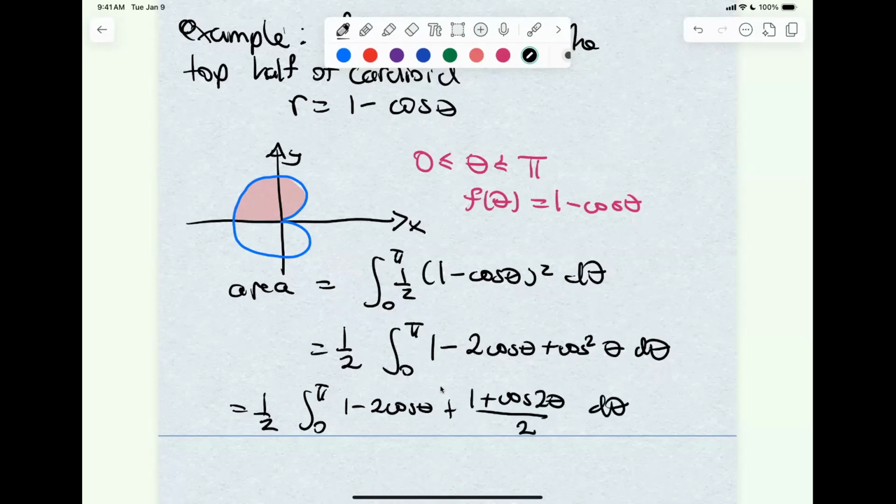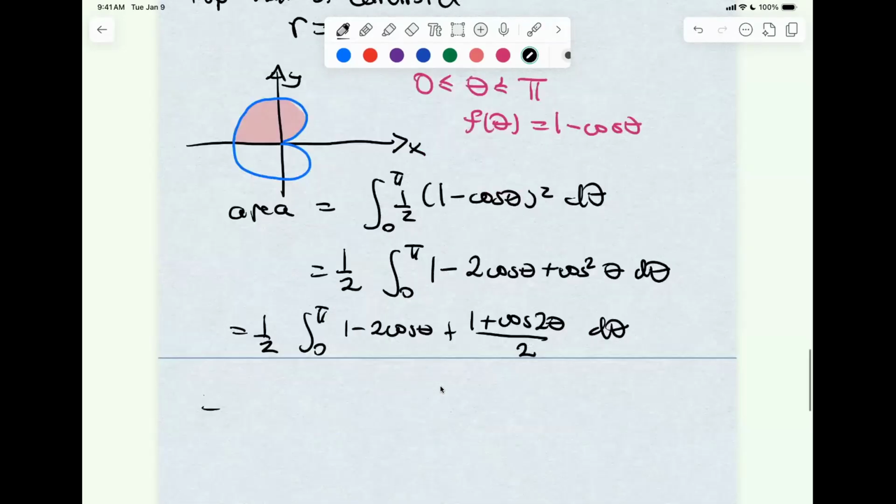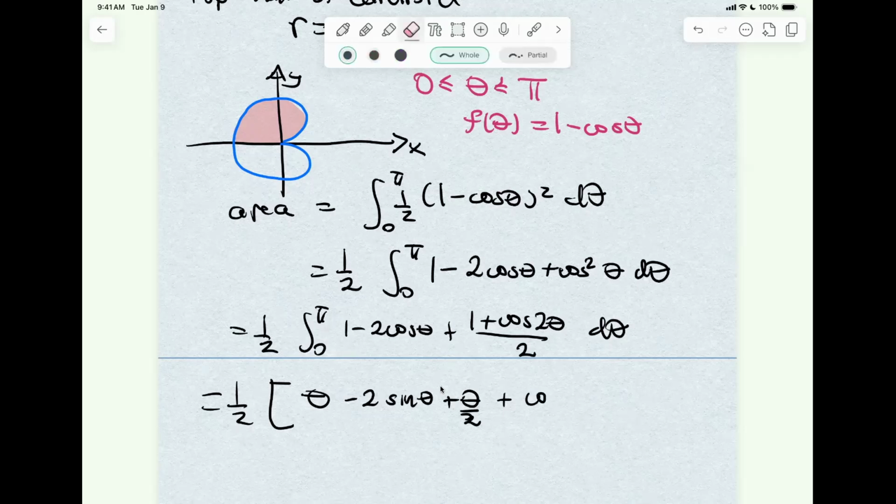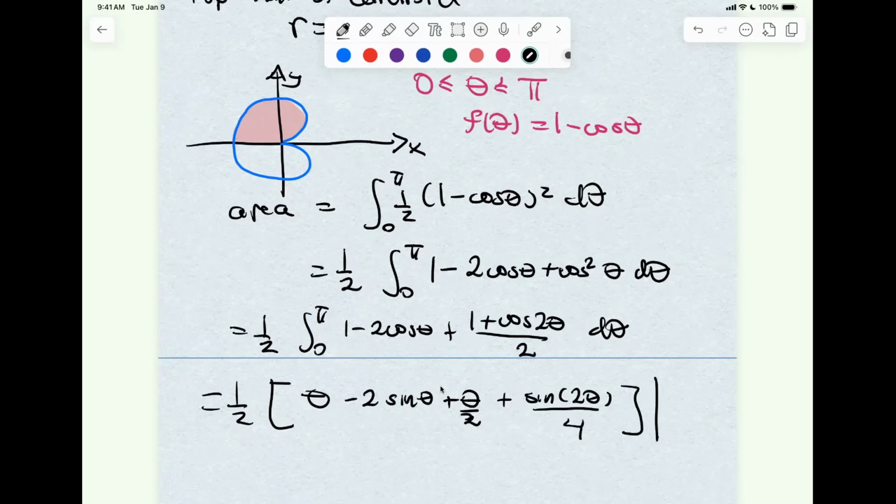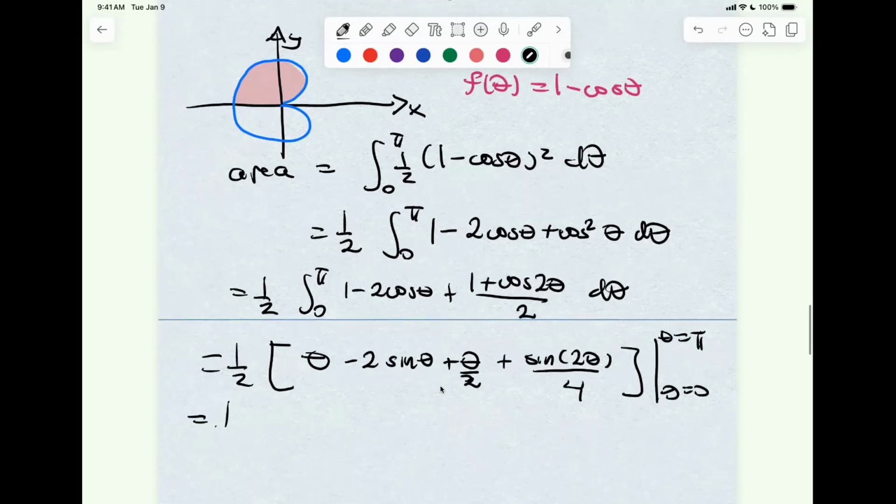And once you have it like that, every term is easy to integrate. So you would get theta minus 2 sine of theta plus theta over 2, plus sine of 2 theta over 4, evaluated at theta equals 0 and theta equals pi. Let's see, yes, that looks right. And then you just evaluate, which is not too bad.